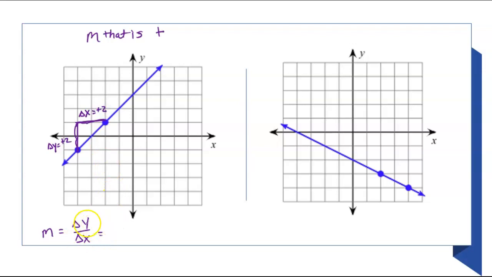So when I look at my change in y over change in x, my change in y was a positive 2. My change in x was a positive 2. Now 2 over 2 can be simplified. Any number divided by itself is 1. So my slope for this particular graph would be a slope of 1.